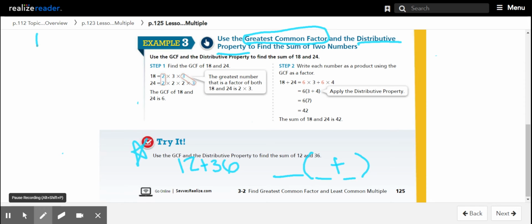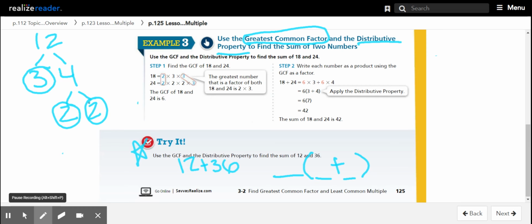So I'm going to start with 12. I'm going to make a factor tree. I'm starting with 3 times 4. 3 is prime. 2 times 2 is 4. So for 12, my prime factors are 2 times 2 times 3.